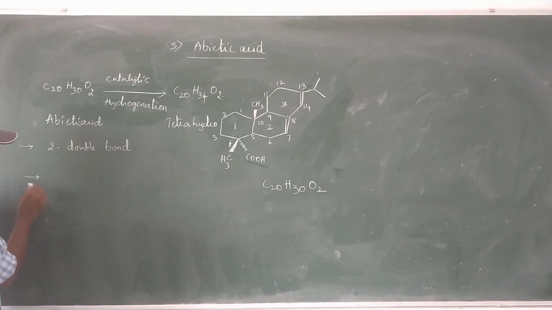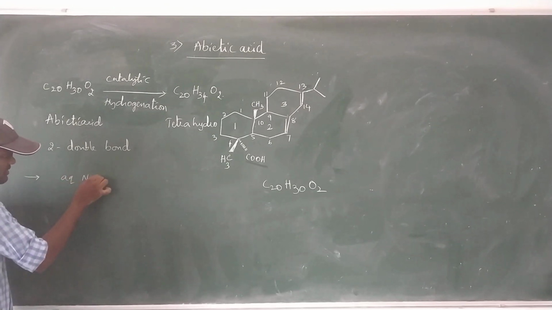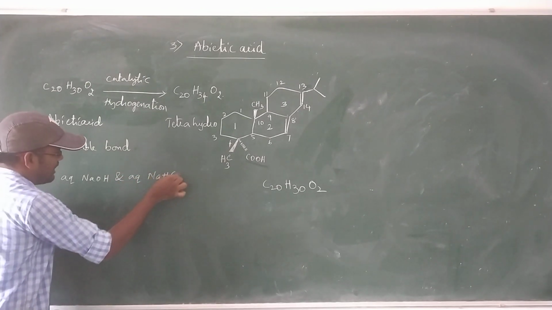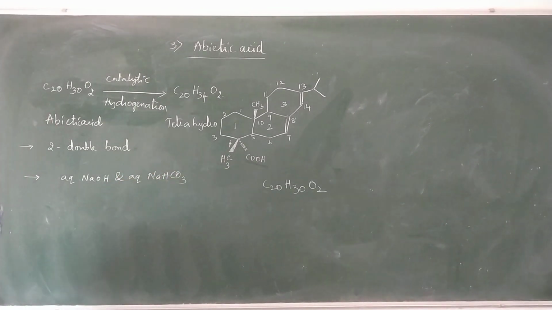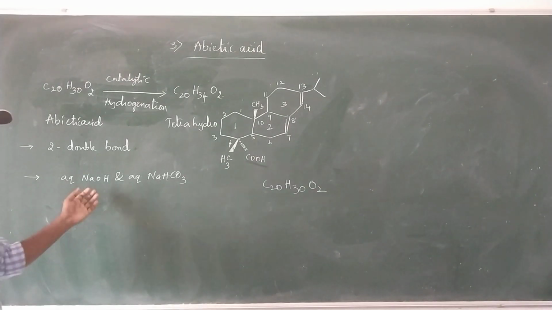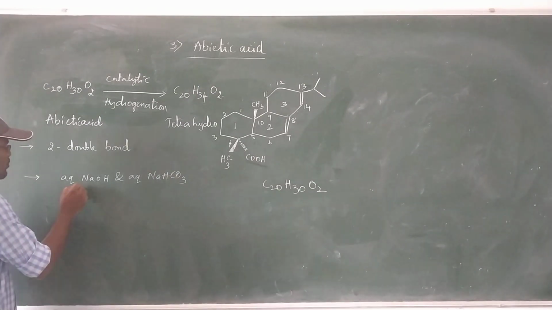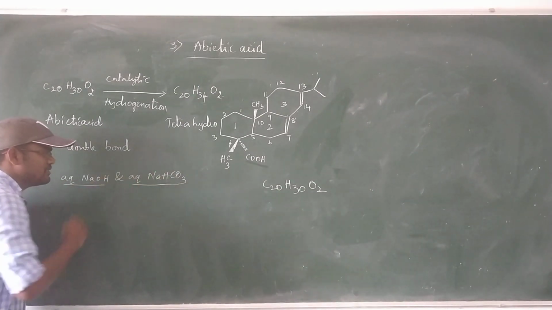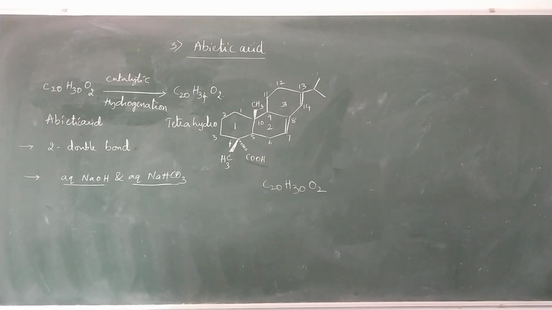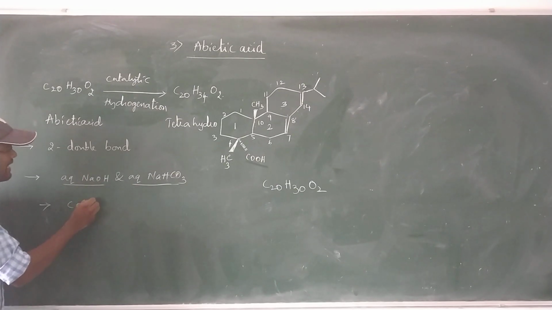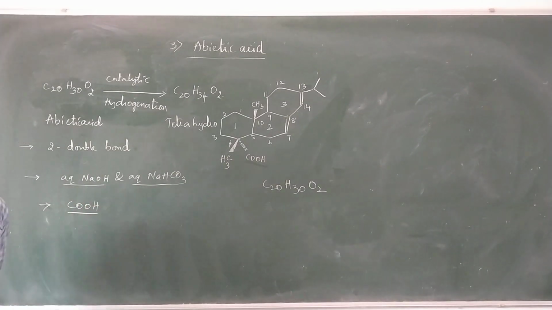Ebitic acid dissolves in aqueous NaOH and aqueous NaHCO3. These bases are sodium hydroxide and sodium bicarbonate. Due to this solubility in sodium hydroxide and sodium bicarbonate, we get the idea that ebitic acid must have a COOH group. Ebitic acid is a carboxylic acid. Ebitic acid has a carboxylic group.